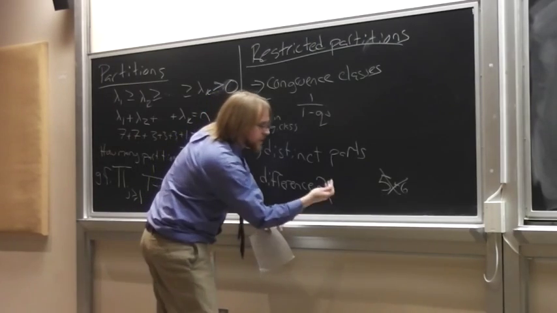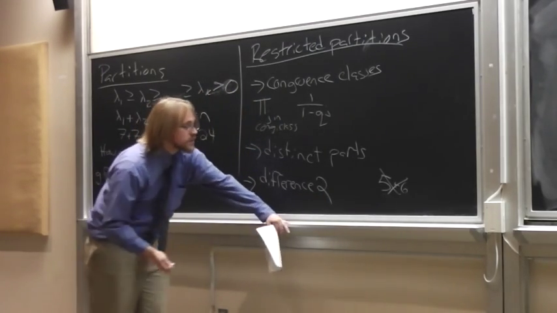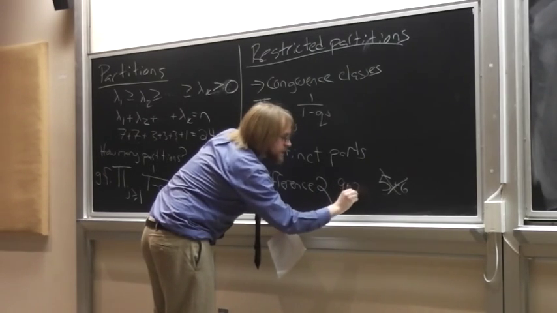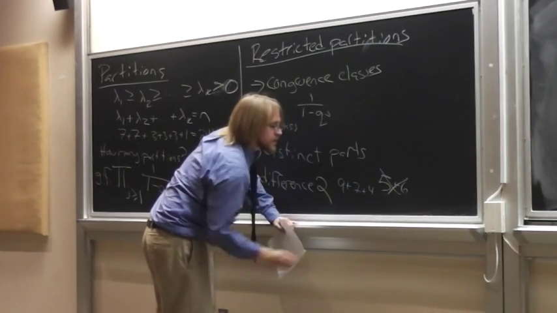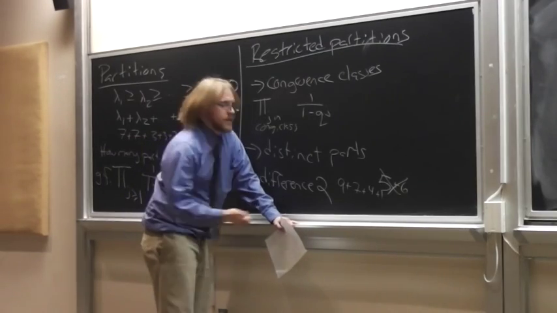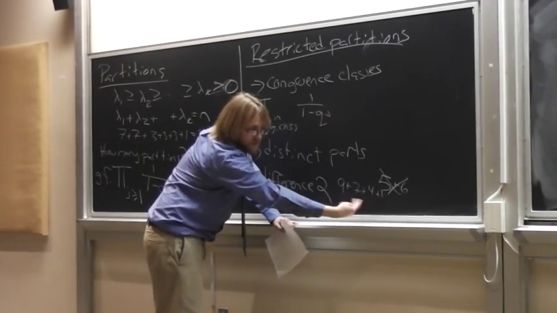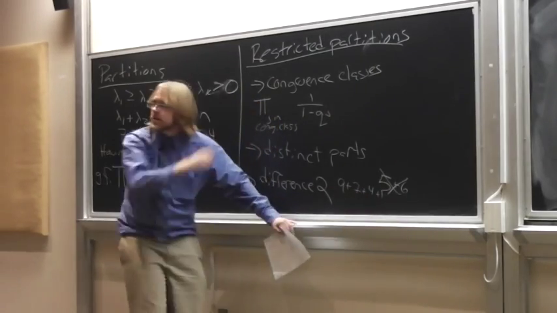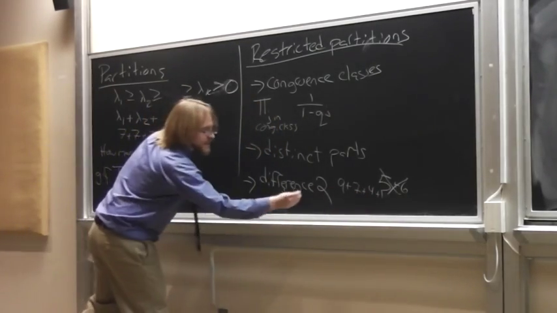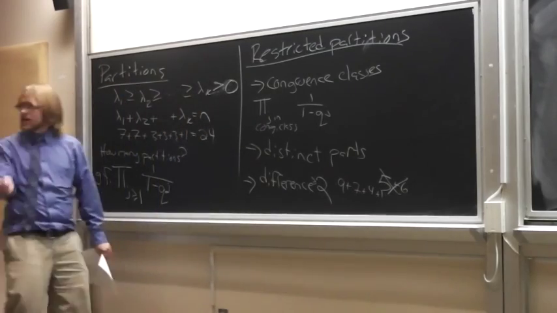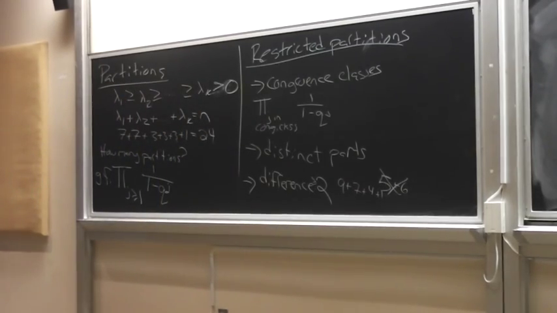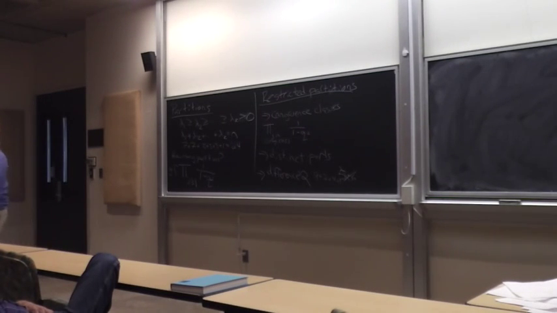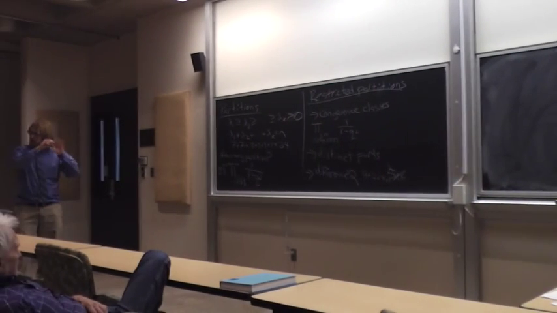And so a partition that satisfies this difference 2 condition might look more like 9 plus 7 plus 4 plus 1. So the differences here: I can't repeat, because that would be difference 0. The differences here are 3 and 3 and 2, so that's all fine. When I say difference 2, I really mean difference at least 2, but that's what's going on here. So these are a couple of the ways I can restrict the parts.